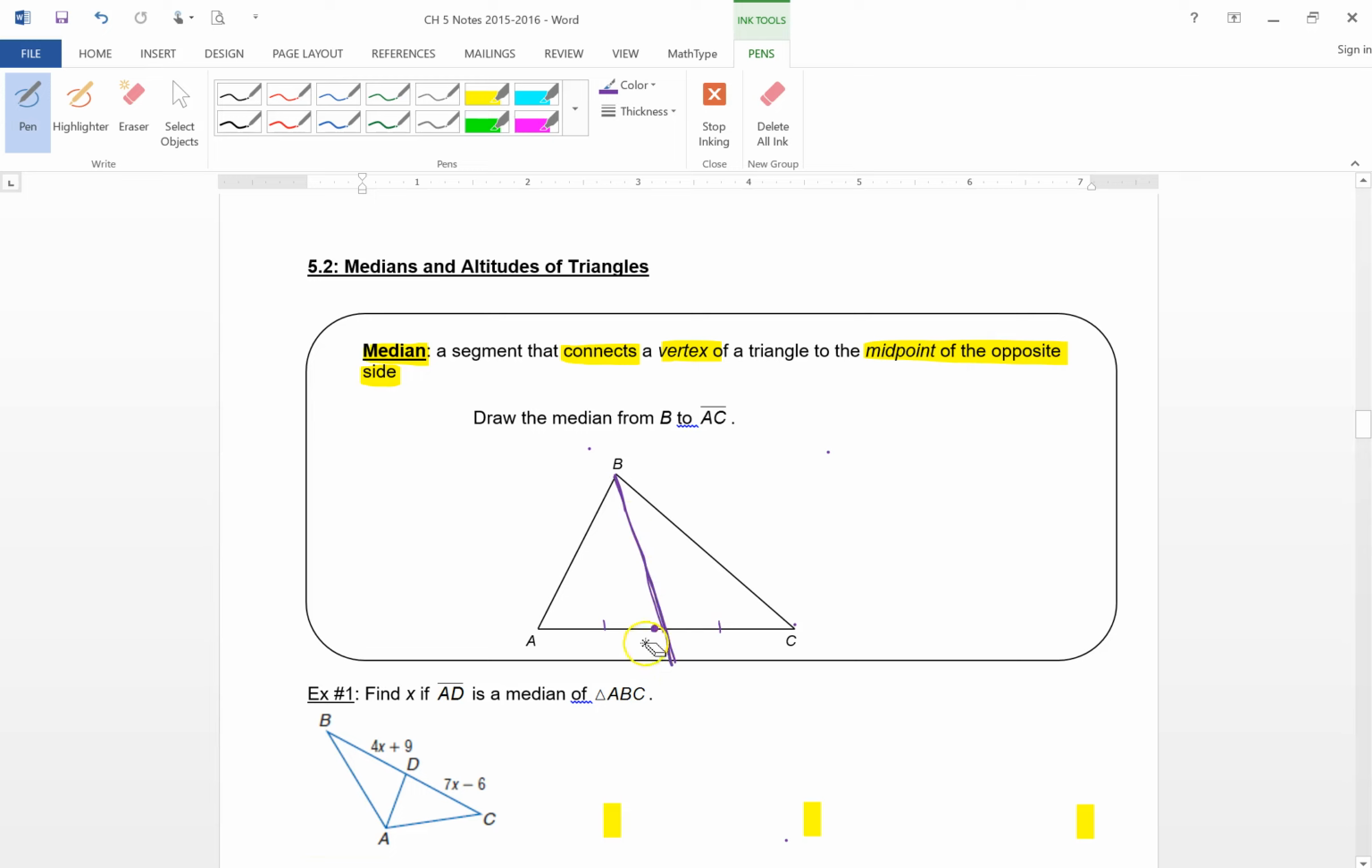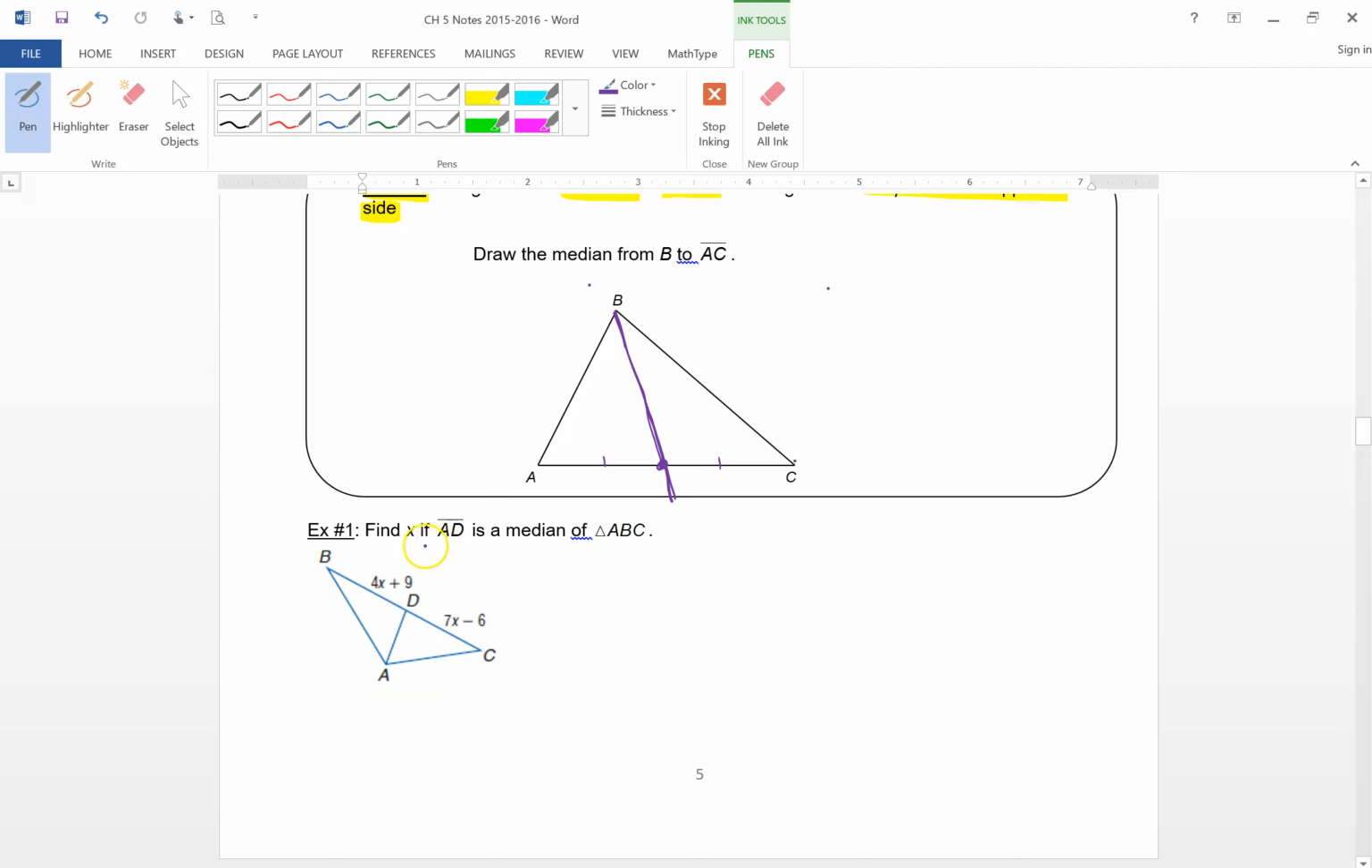I think it's easier to move the midpoint. Okay? So then it just passes through it. Now, is that median perpendicular to AC? Doesn't have to be. Okay? There are no restrictions or implications of being perpendicular whatsoever. All right? Okay, so here it says find X if AD is a median of triangle ABC.